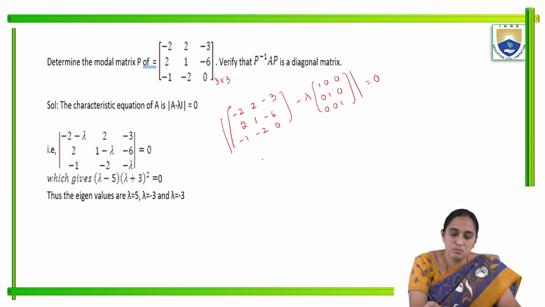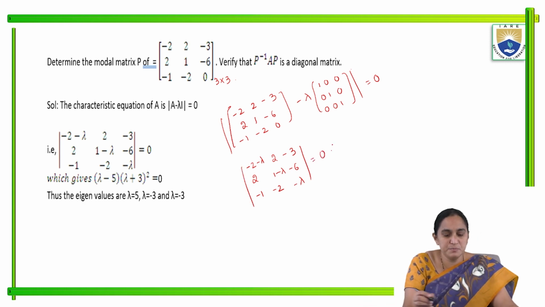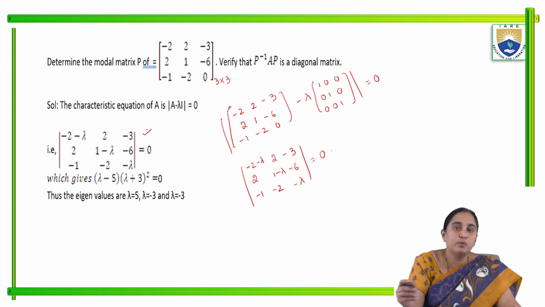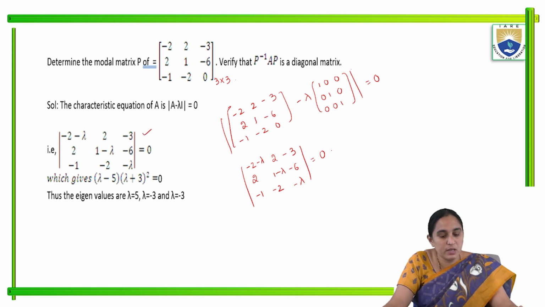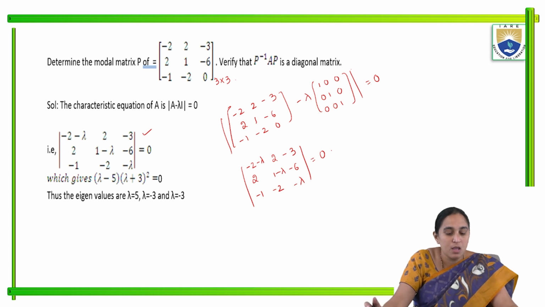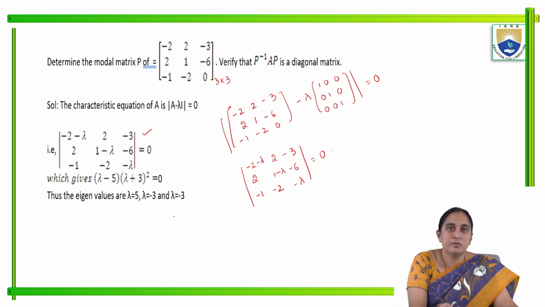Now subtract these two, that is minus 2 minus lambda, 2, minus 3, 2, 1 minus lambda, minus 6, minus 1, minus 2, 0 minus lambda. This is equal to 0. Observe, from the characteristic equation we get one characteristic matrix form, and now we have to simplify with the determinant. We already discussed this in the last classes and the previous problem. From that, find the determinant of the given matrix.